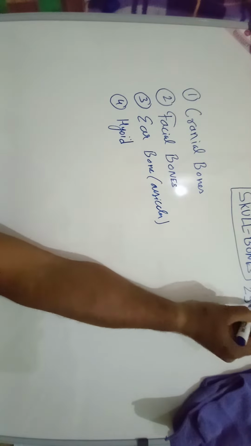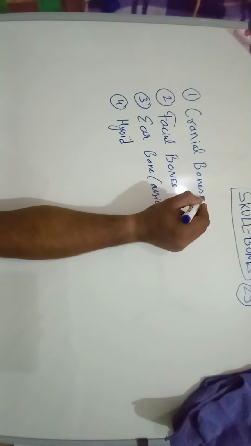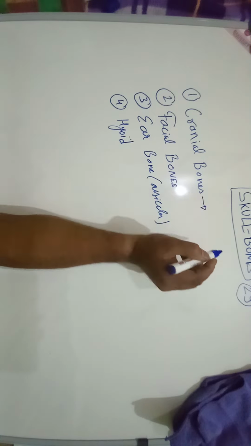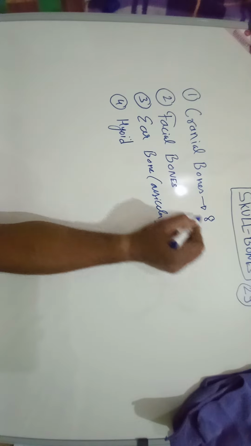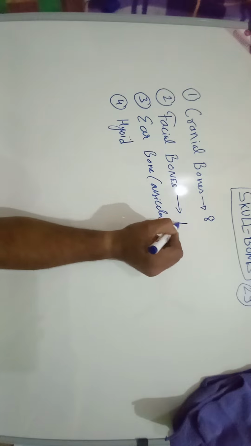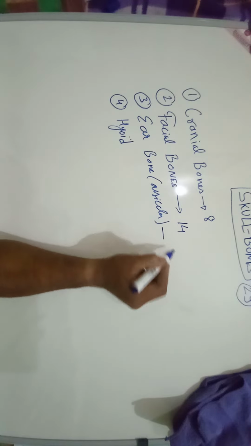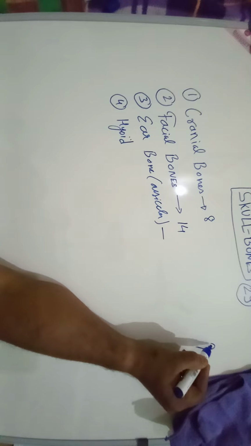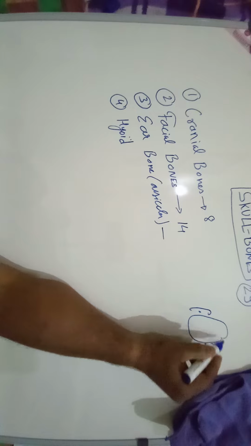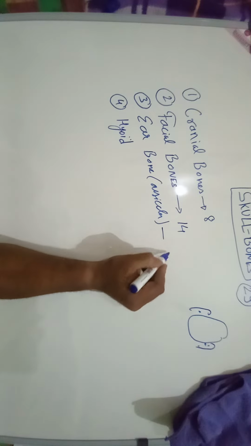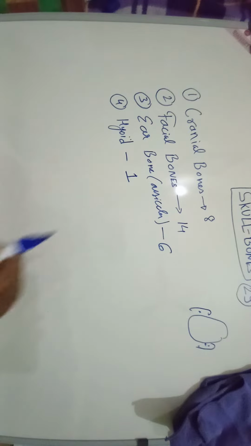How many? I told you that there are 29 bones. How many cranial bones? Cranial bones are composed of 8. Facial bones are 14. And our ossicles are on both sides, 3 on one side and 3 on the other side. There are 6 bones. And hyoid is only 1 bone.